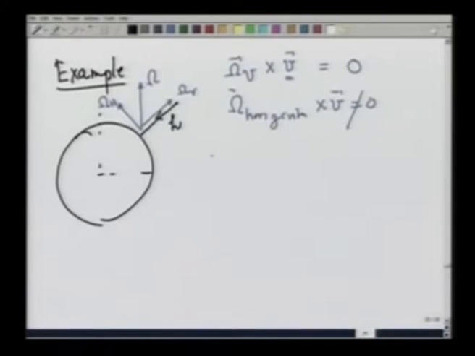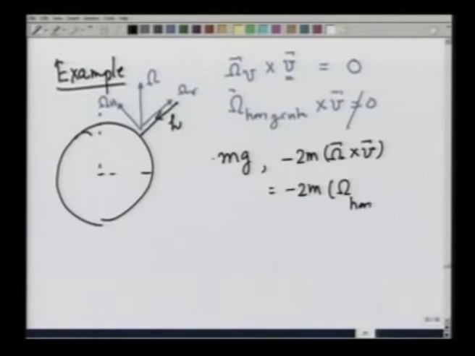So the forces that are acting on the particle are mg vertically down and minus 2m omega cross v, and that we have already seen is nothing but minus 2m omega horizontal cross v, which is going to be, if I am at latitude lambda, minus 2m omega cosine lambda times v, and this is going to be perpendicular to the north direction and the vertical direction.